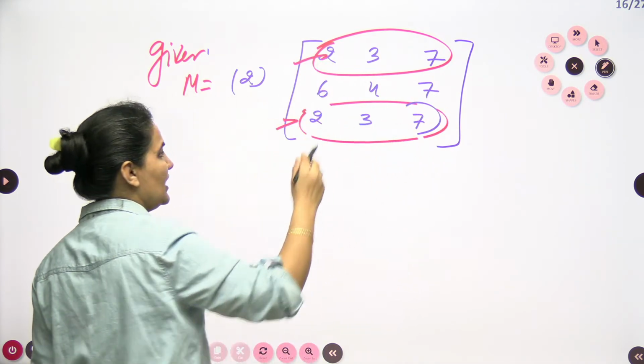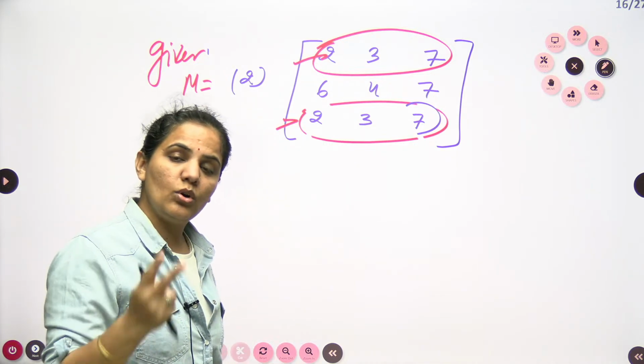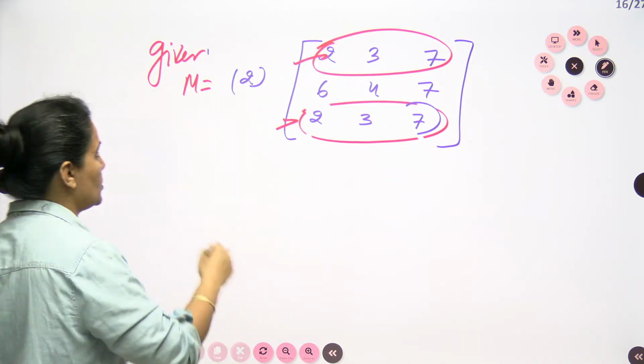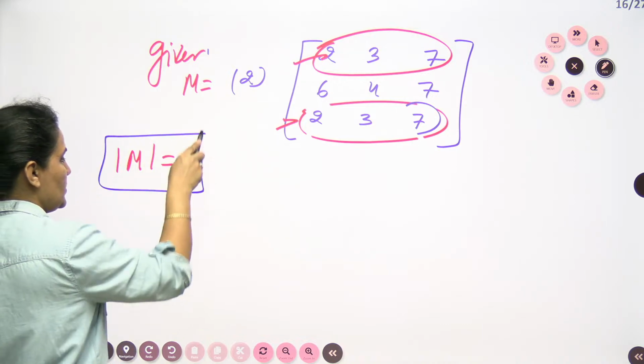So first and third row are identical, and whenever in a matrix any two rows or columns are identical, directly we can put the determinant equals to zero. So in this case I can write down the determinant of matrix M is equals to 0.